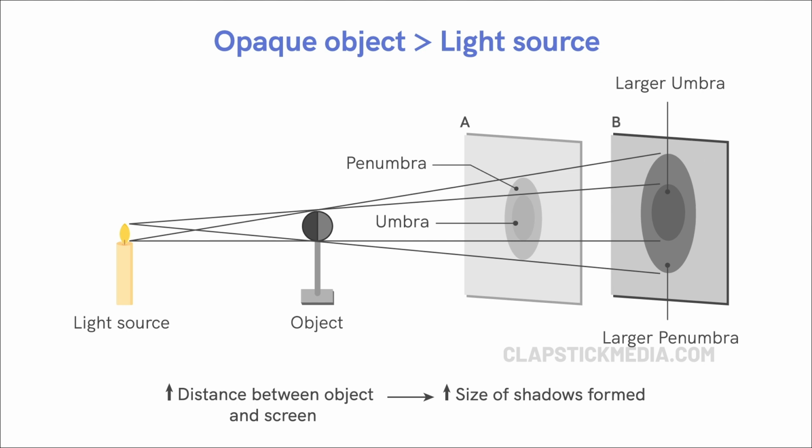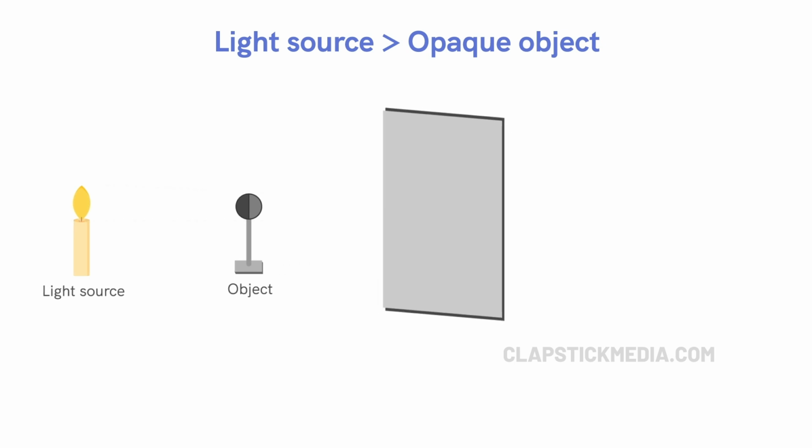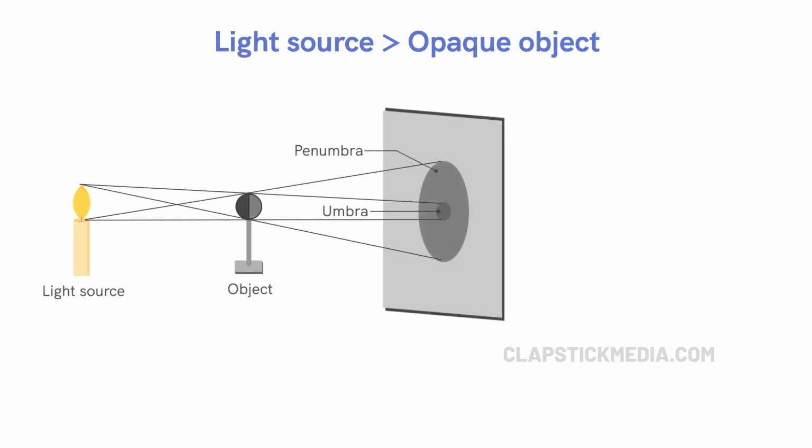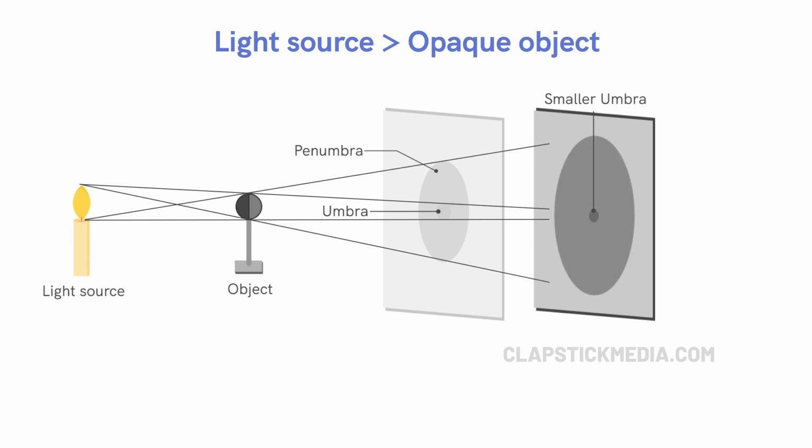Wasn't this simple? Now moving ahead, can you tell me what will happen if the opaque object is smaller than the extended source of light? Again, the two parts of the shadow, that is the umbra and the penumbra, are formed. We will keep on moving the screen away from the opaque object. Then what do we observe? We observe that the size of the umbra decreases as compared to the penumbra.